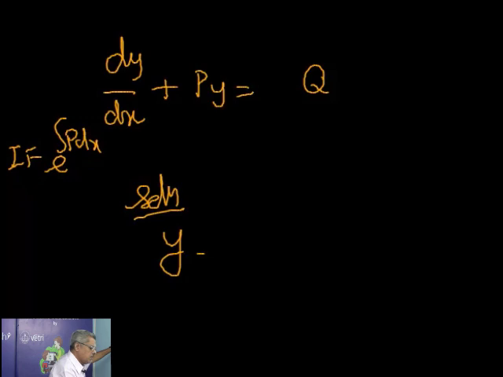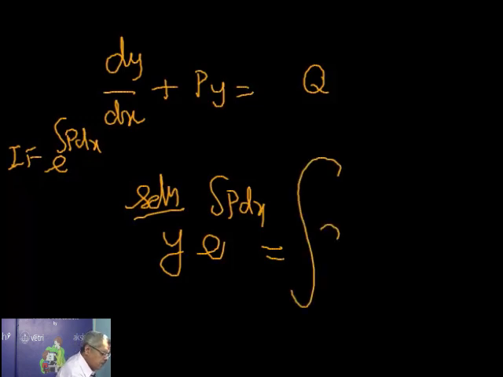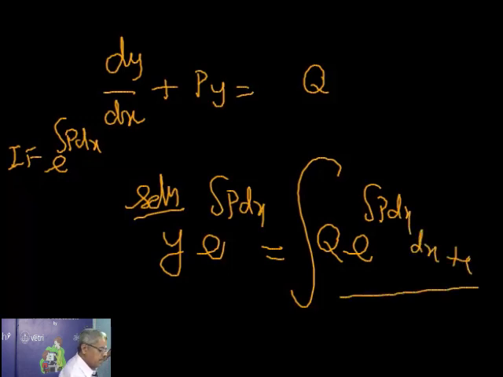y into e power integral p dx, that is the integrating factor, is equal to integral q into e power integral p dx, dx plus c. Here q is a function of x. How is this obtained? I repeat again. We multiply each and every term by e power integral p dx. By doing so, the left hand side, two terms, you can write as d by dx of this. We can easily verify that.